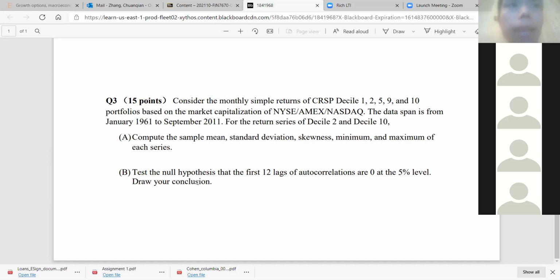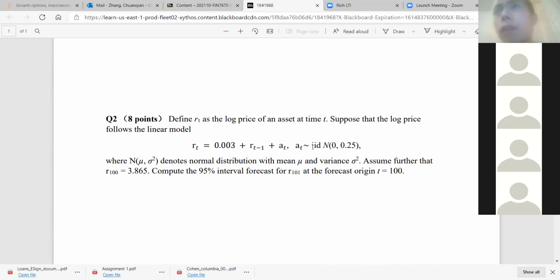And the second one is testing the hypothesis that the first 12 lags of autocorrelation are zero at the 5% level. This one is just like what we discussed last class. I think we use the chi-square distribution. The chi-square statistic will show up with the p-value, and you decide whether you reject or not, whether the correlation at lags up to 12 is zero or not. I will also talk about it in today's class to re-emphasize that. So all in all, this is assignment one.